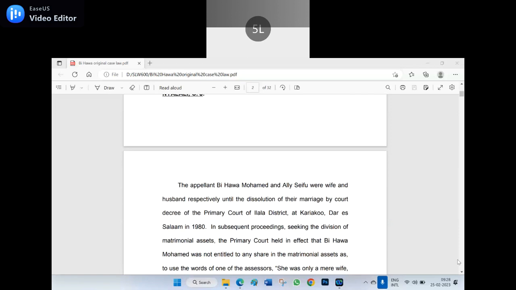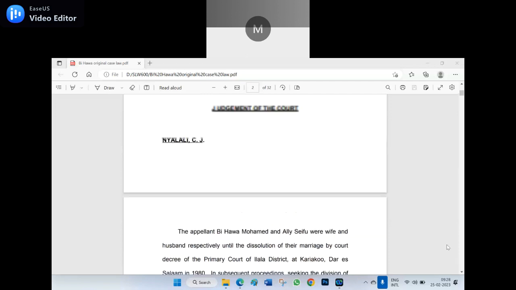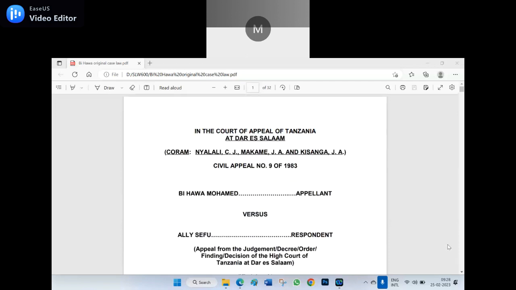Okay, now it is a Dar es Salaam case, and it is an appeal case. So the first point is very much clear. This is an appeal case to the Court of Appeal. If I am not mistaken, is it the Court of Appeal? Yes, it's the Court of Appeal of Tanzania, Dar es Salaam.